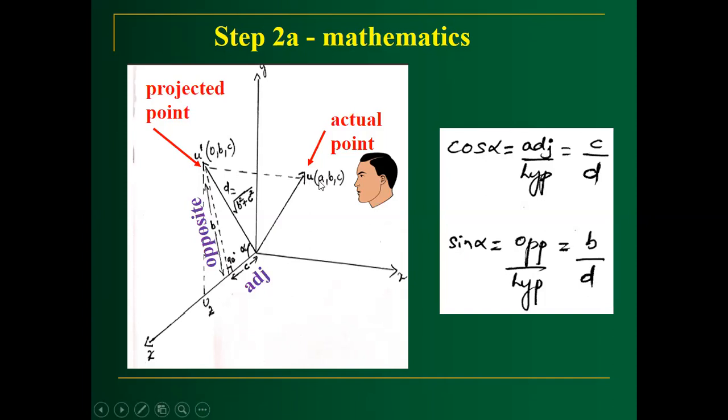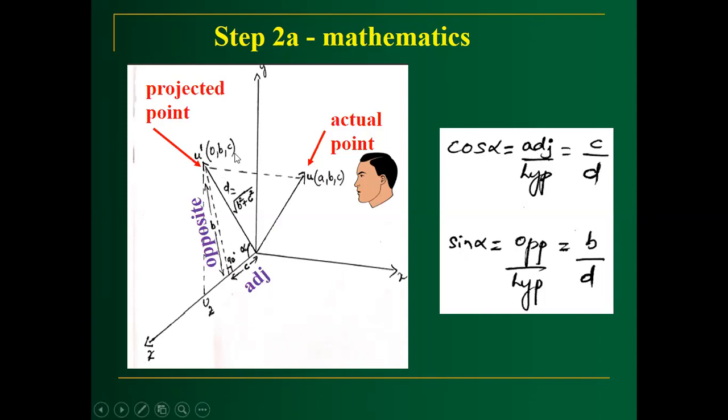U's original coordinates are A, B, C. Now understand what happens when you project this U via the x-axis. Your view is parallel to the x-axis, which means you are rotating around the x-axis, so the x component becomes 0. That means you're not changing anything along the x-axis, because your view is parallel to it.